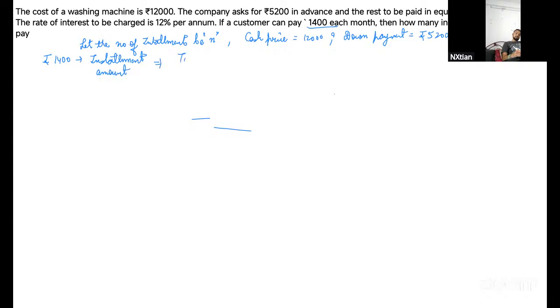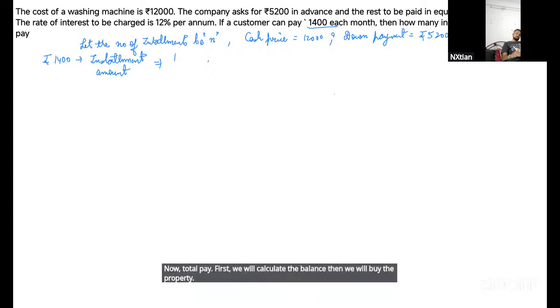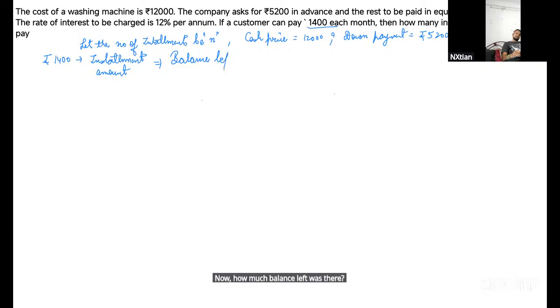Now total paid. First we will calculate the balance left. Then we will write the total paid. Now how much balance left was there? So 12,000 is the cash price and I pay 5,200. So it means that 5,800 will be the balance left.